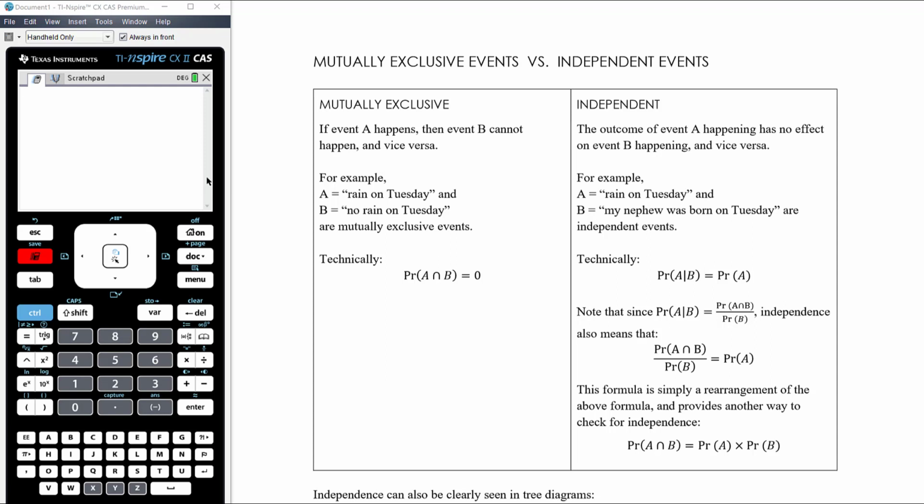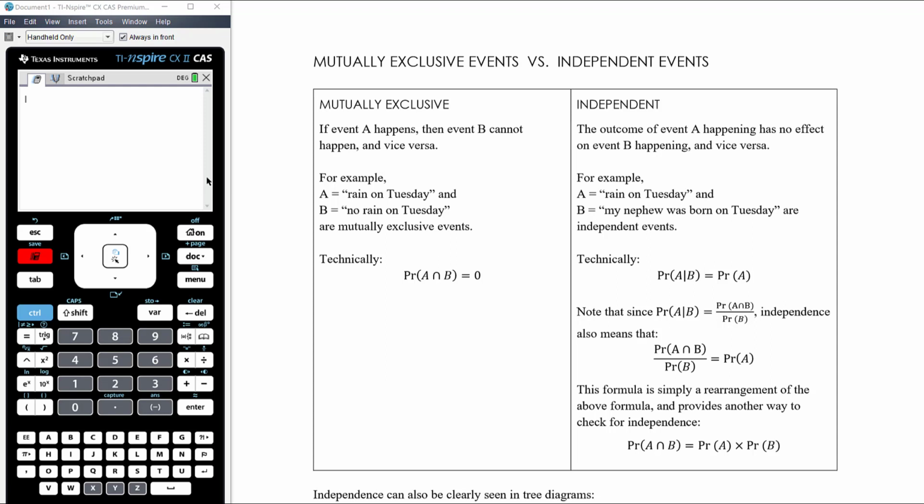So we've already talked about mutually exclusive, and that's when two events have no outcomes in common. Okay, so one way we can think about that is if event A happens, then event B cannot happen. So they can't both happen at the same time, because there's nothing in common between them. For example, the two events rain on Tuesday and no rain on Tuesday are mutually exclusive events. Only one or the other can be happening at a time. We can't have them both happening. And technically speaking, for mutual exclusivity, the probability of A intersection B is 0 because the intersection is empty.